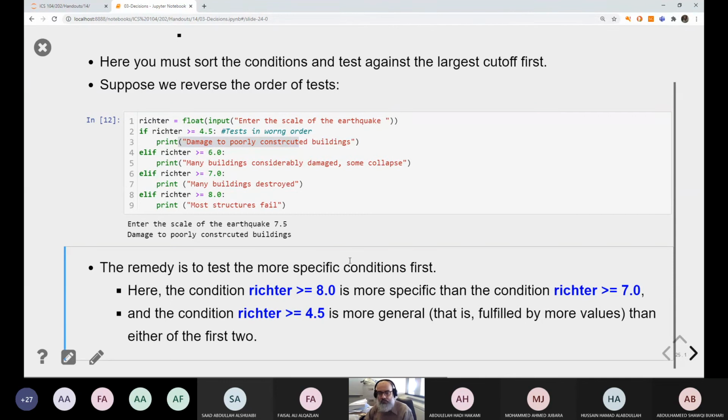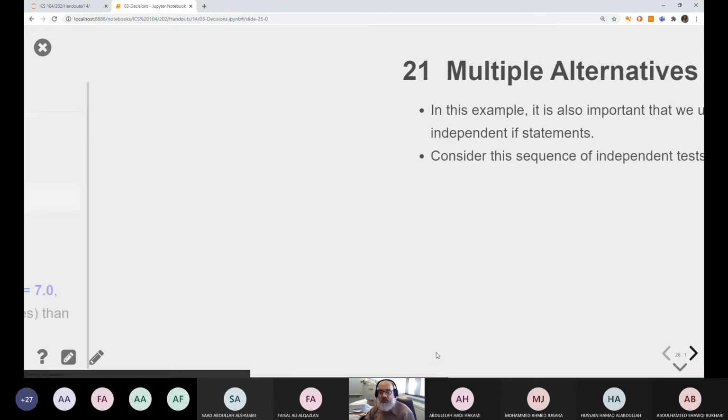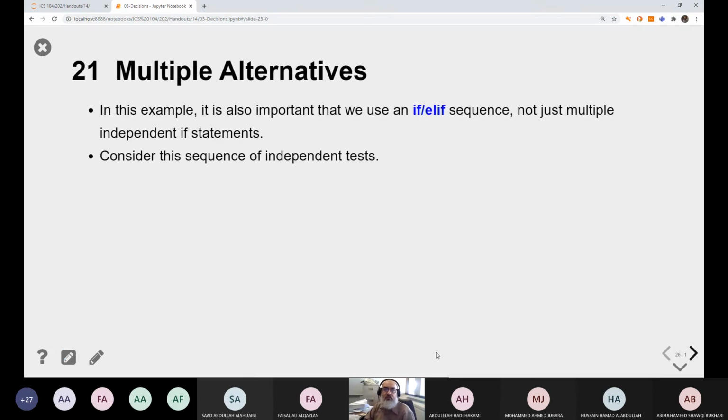Okay. Is it clear, guys? Clear. So make sure that when you write your conditions, starting from the first one, you have only one category in that condition. You don't have more than one category in that condition, right?